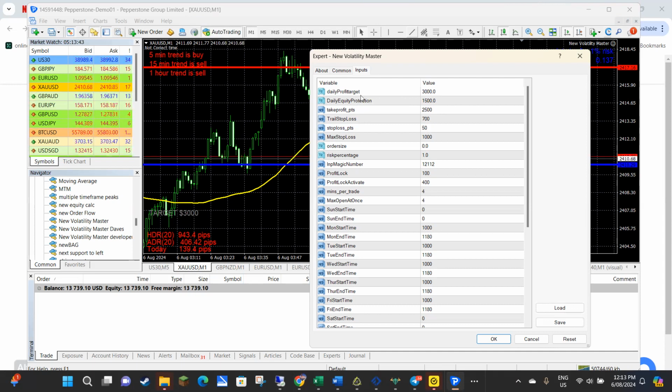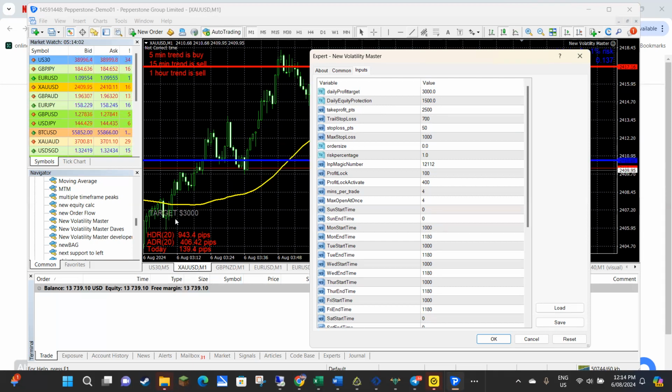Also, because we have our equity protection set at $1,500, if this figure got all the way up to $4,500, meaning $1,500 more than the starting value, that's when the equity protection would kick in and it would close all the trades and come up saying equity protection hit and stop trading for the day.